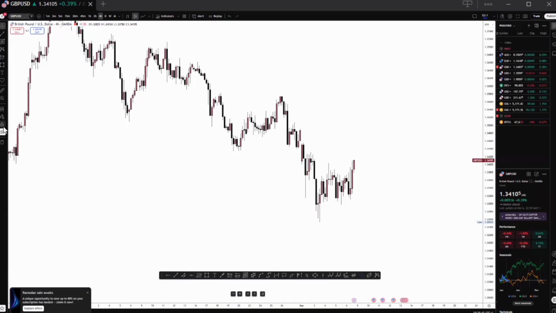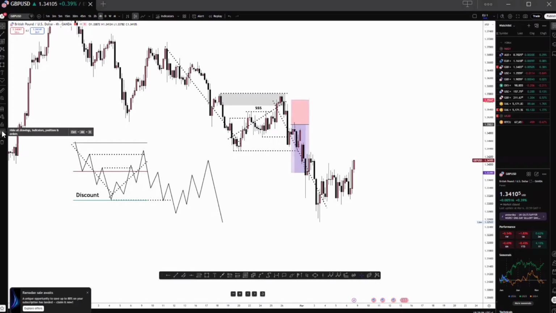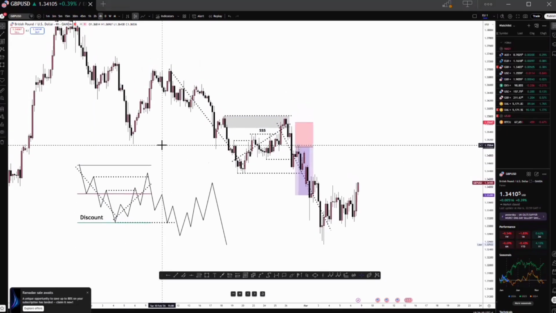Yes, yeah. I just had a question on premium and discount. Like in this chart here, the GBPUSD. This retracement back up into the order block. If we draw the Fibonacci, isn't this still in the discount range? It did not go to the premium before going down.